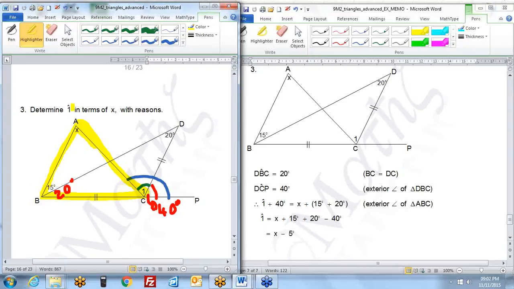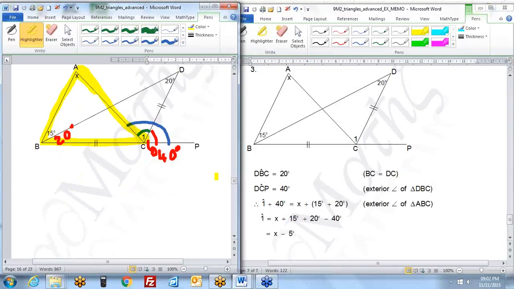So we want to determine angle 1, therefore angle 1 is alone on the left. So we subtract the 40 on the left hand side as well as on the right hand side. Then we get angle 1 equals x minus 5 degrees.